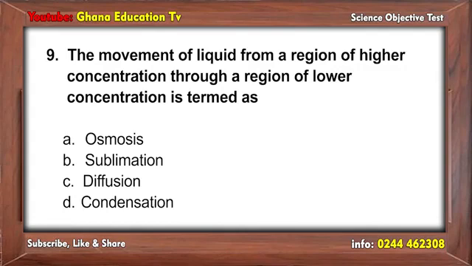Number 9. The movement of liquid from a region of higher concentration to a region of lower concentration is termed as A. Osmosis. B. Sublimation. C. Diffusion. And D. Condensation.